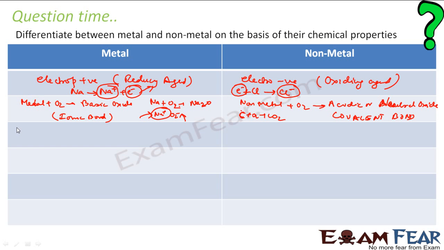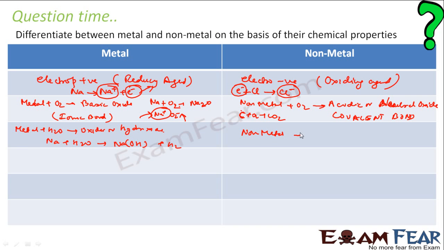Now let's talk about the reaction with water. If I have a metal and I react it with water, you generally get an oxide or a hydroxide. For example, you have sodium, you react with water, you get sodium hydroxide. But non-metal plus water is equal to no reaction. There is no reaction of non-metal with water.